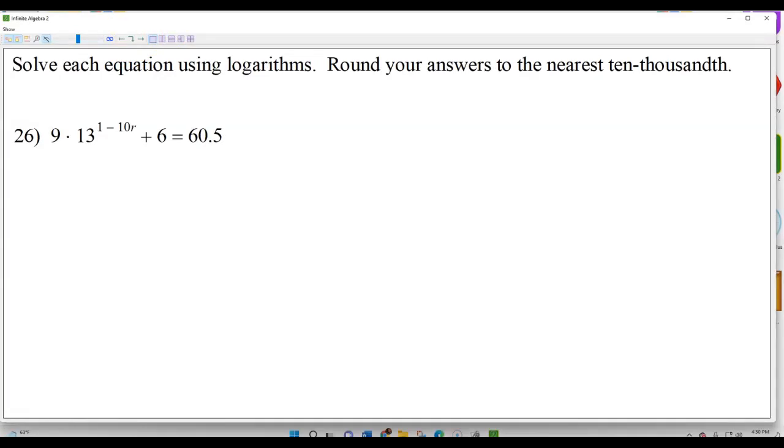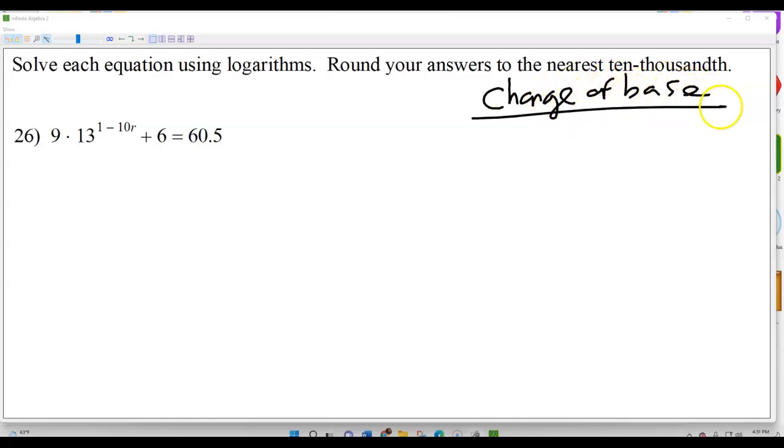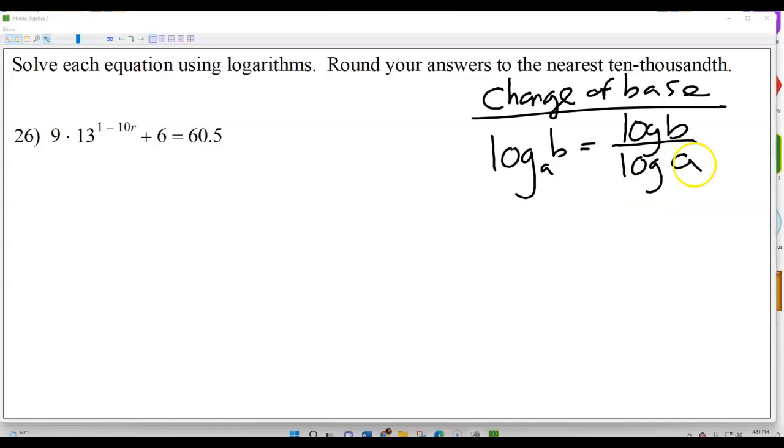We're going to revisit exponential equations, but this time instead of getting the bases to match by hand, we're going to get our bases to match using two things. We're going to use something known as the change of base formula, which works like this. If you ever have a log base a of b, we're going to rewrite it as log base 10 of b over log base 10 of a. Okay, that's the change of base formula. And to do this, you will need to use a calculator. You won't be able to do it by hand.